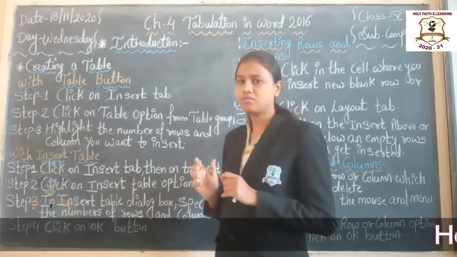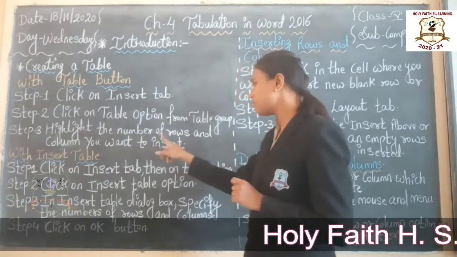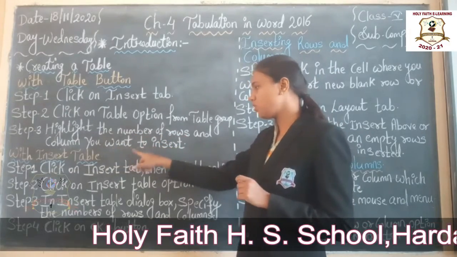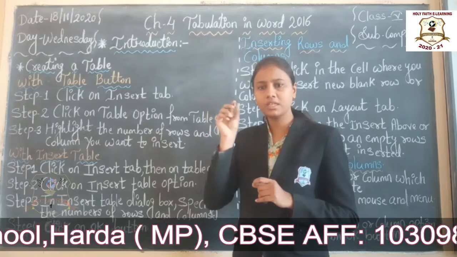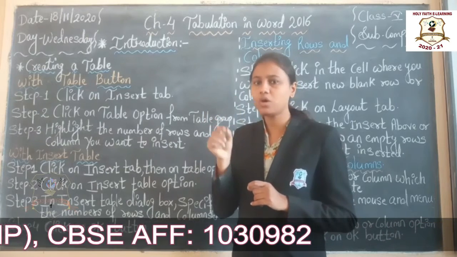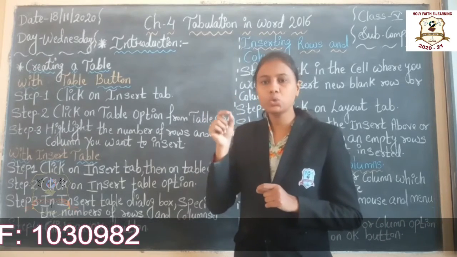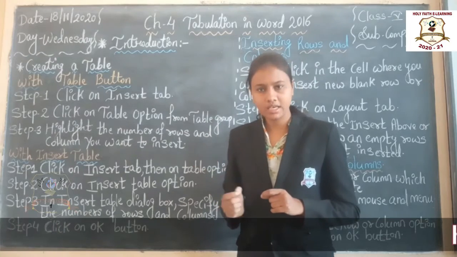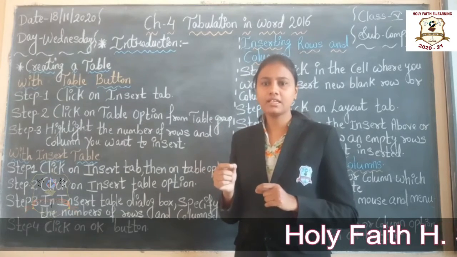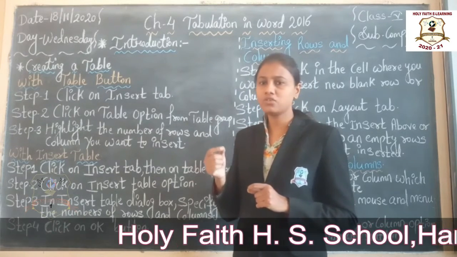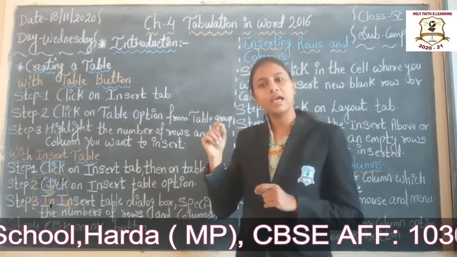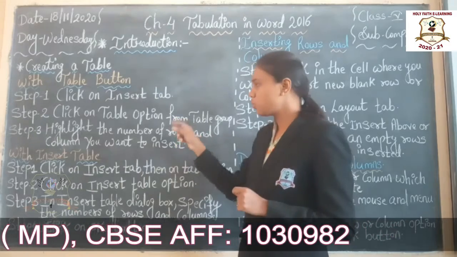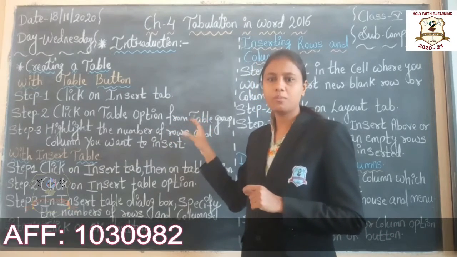Then in the third step, what you have to do? Highlight the number of rows and columns you want to insert. In that small table, rows and columns will be there. You have to select how many rows and columns you want to insert. Suppose you want to select 4 rows and 2 columns. If you have selected that, then your rows and columns will get inserted in your blank page.